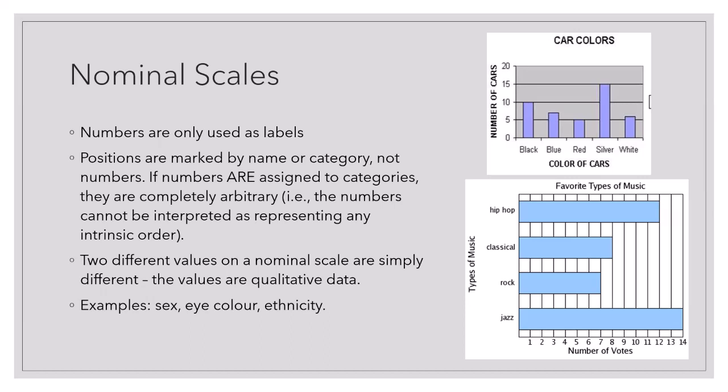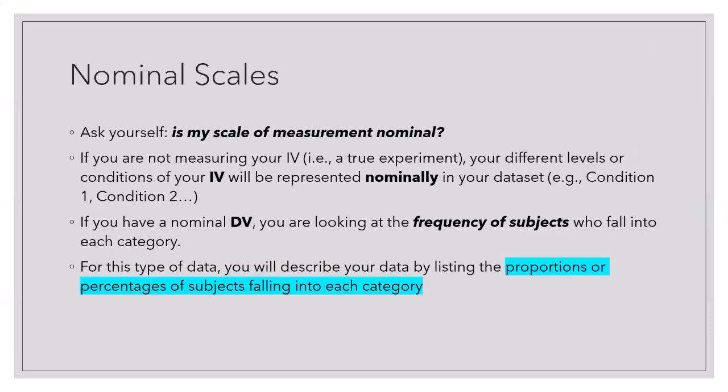Examples of nominal scales include sex, gender, eye color, ethnicity, etc. So you can't organize any of the categories of these variables in any one particular way that makes sense, like ascending or descending. All categories are just different. And these nominal scales or data on a nominal scale is often represented visually in bar graphs. So you can see the graphs like car colors and type of music, favorite type of music on the side of the slide there. Ask yourself, is my scale of measurement nominal? Well, some of you are not truly measuring your independent variable.